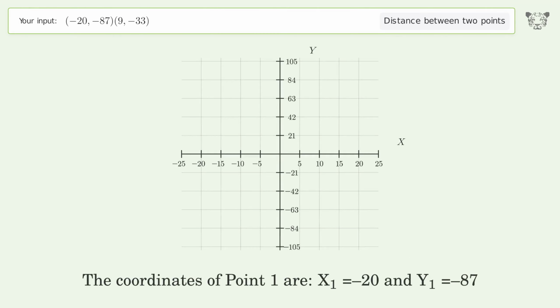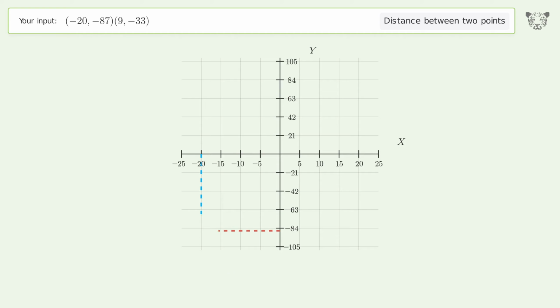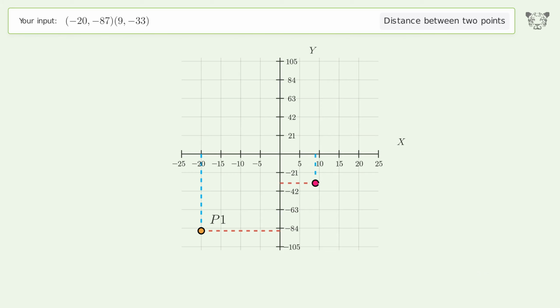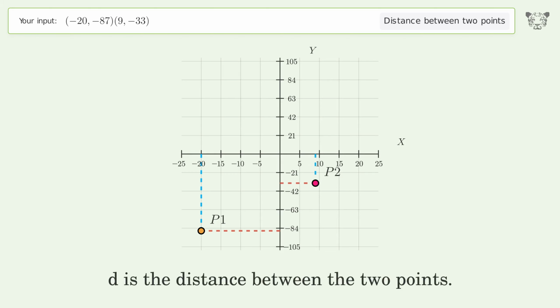The coordinates of point 1 are, x1 equals -20 and y1 equals -87. The coordinates of point 2 are, x2 equals 9 and y2 equals -33. D is the distance between the 2 points.